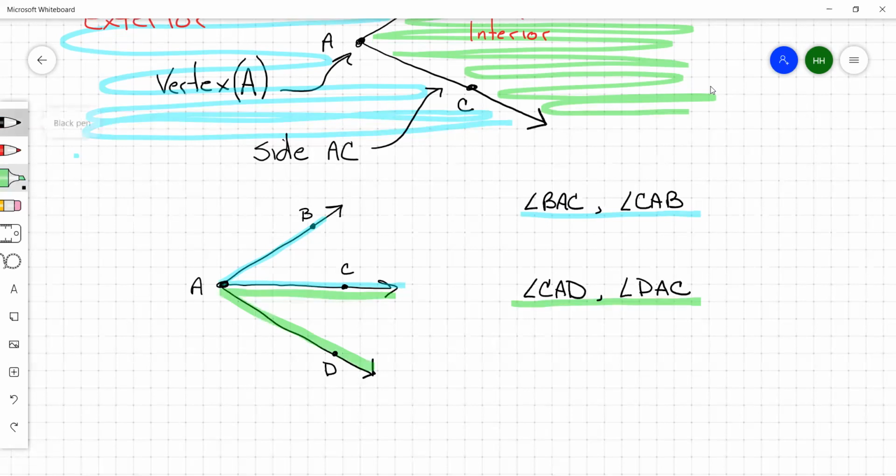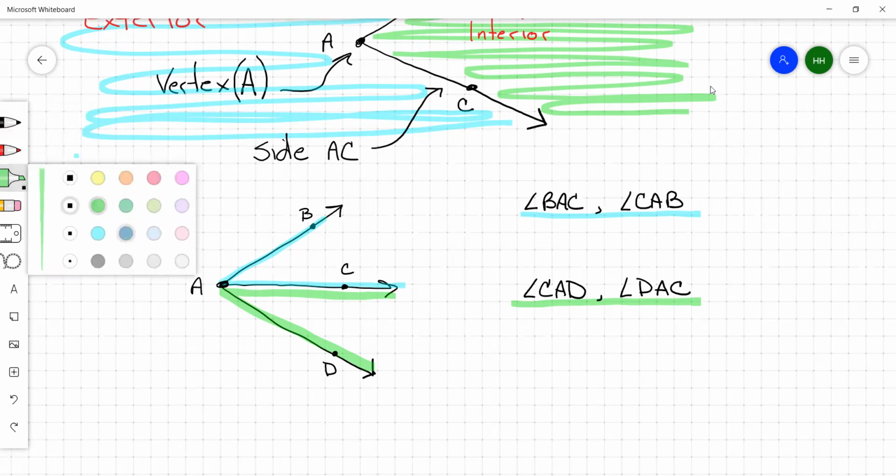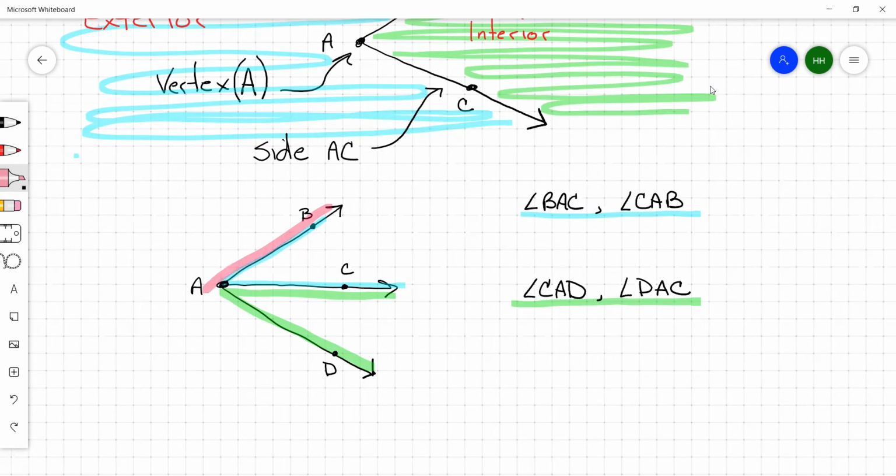And then there's the third angle in this picture. This big angle around the outside, angle BAD. Angle BAD is one thing you can call it. The other name for that angle is angle DAB. And that's this one right here.